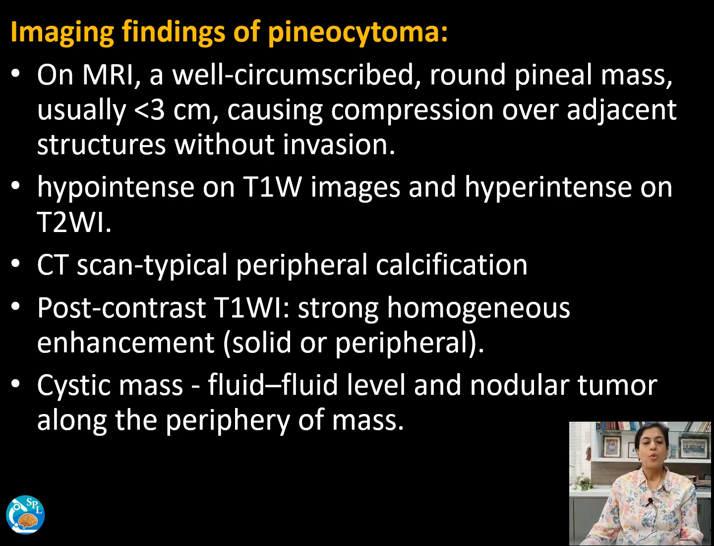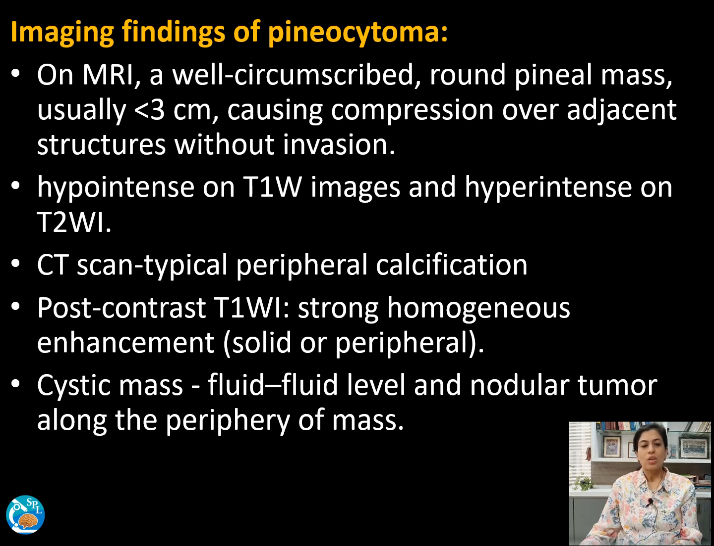So these are hypo-intense on T1 weighted images and hyper-intense on T2 weighted images. On CT scan, typical peripheral calcification is best appreciated. On post-contrast T1 weighted images, strong homogeneous enhancement that could be either solid or peripheral is noted. It may cause aqueduct compression leading to hydrocephalus. A cystic mass may show a fluid level and a nodular tumor along the periphery of the mass.